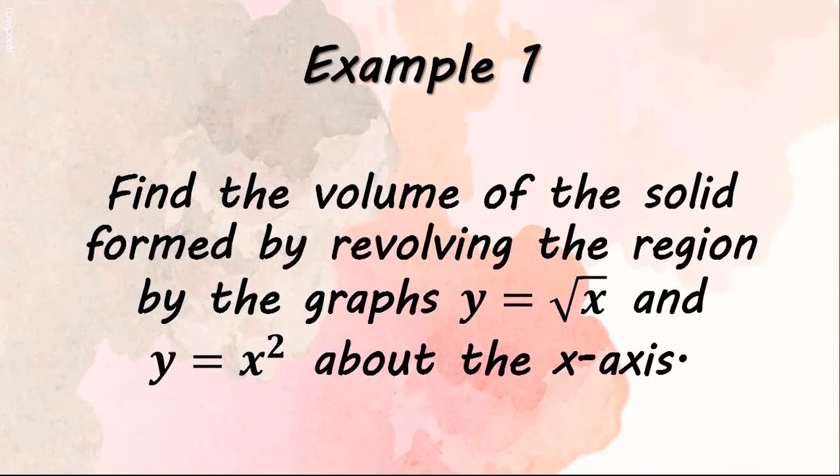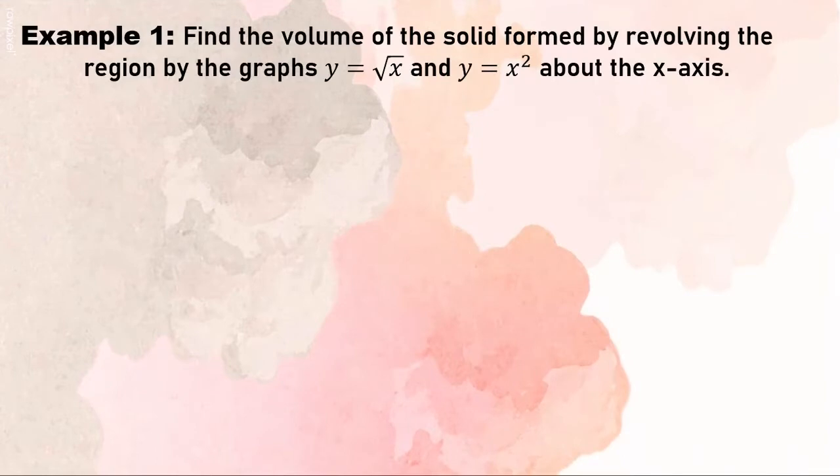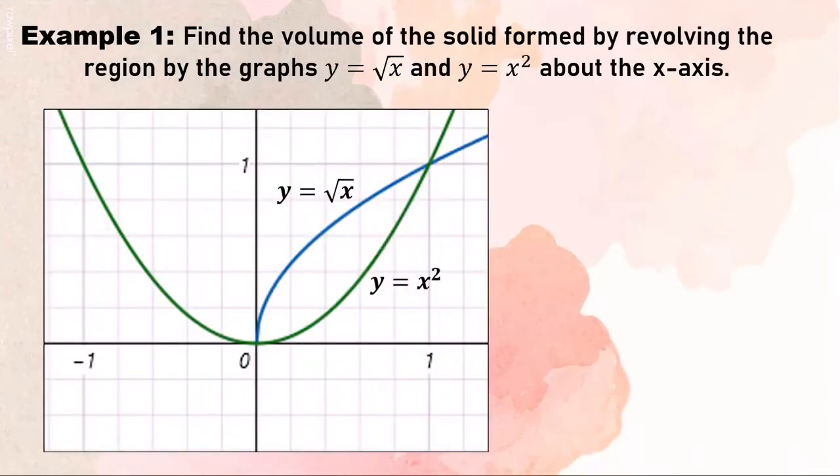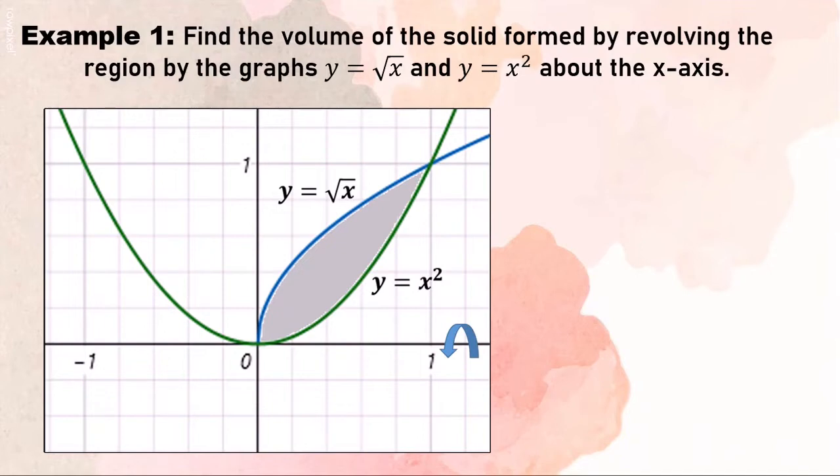Let's have an example. Example 1. Find the volume of the solid formed by revolving the region bounded by the graphs y equals square root of x and y equals x squared about the x-axis. So the first thing to do is to graph the function. This blue curve is the function y equals square root of x, and the green parabola that opens upward is the function y equals x squared. The shaded area is where we're going to find the volume. This example 1 is rotated around the x-axis. As you can see, it has an interval from 0 to 1.